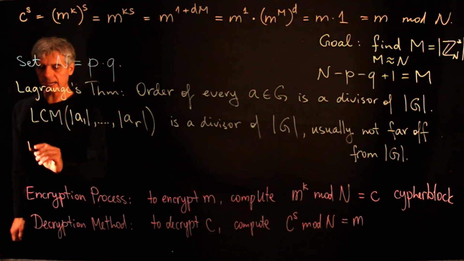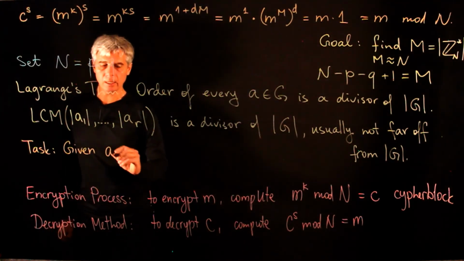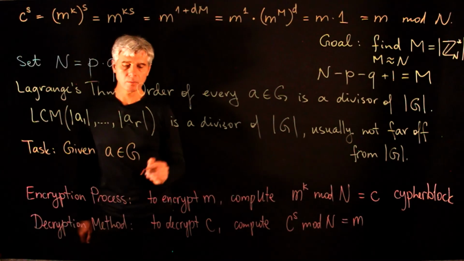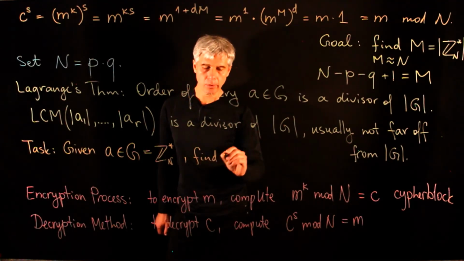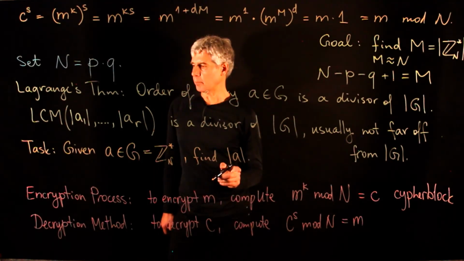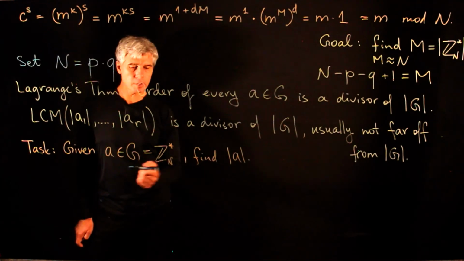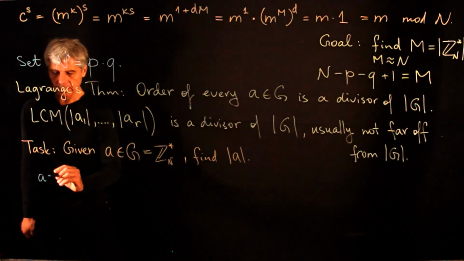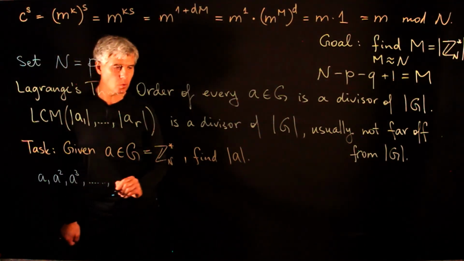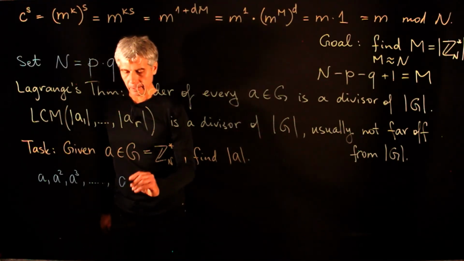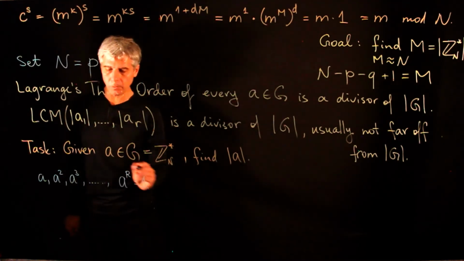So now we come to the task. Given an element A in our group, in this case the group is Zn multiplicative, find the order of this element. If we can perform this task, then we can find the order of the group. So if we want to solve this problem classically, then we compute a sequence A squared, A cubed, and so on, all the way up to A to some power R, which is equal to 1, right? So this is what we want to achieve.